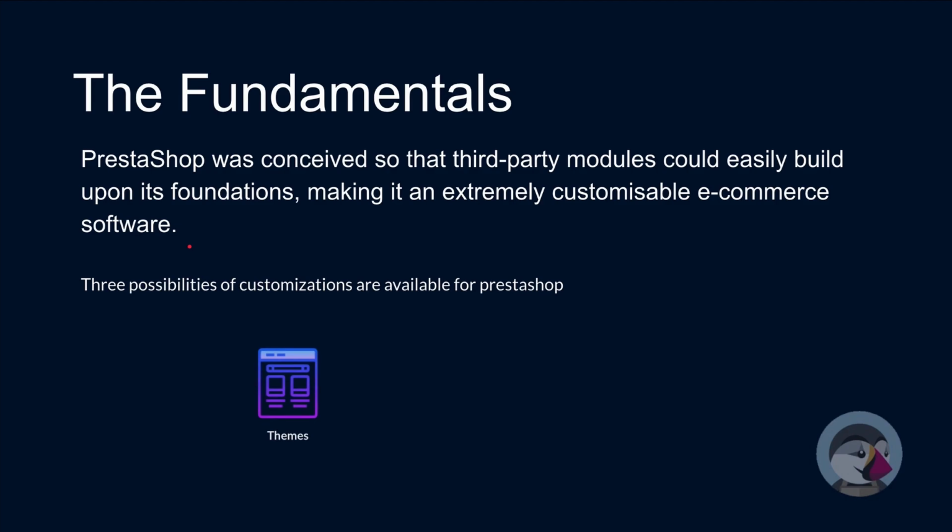First of all, we can customize our shop through themes. The second possibility of customization is through modules. And finally, we can customize our shop through overriding. So let's talk about each point separately. Let's move on and talk about themes firstly.